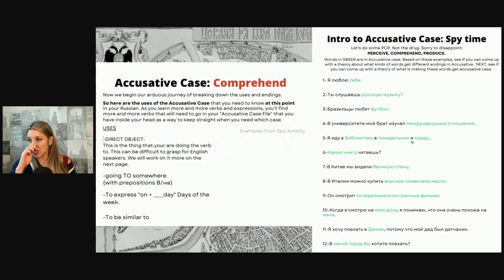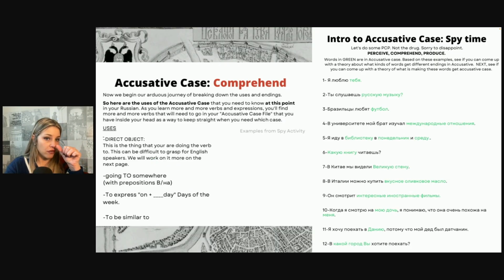Okay, so today we are going to be talking about what a direct object is. Yesterday we kind of perceived, and I know you were all waiting to find out if you correctly perceived what happens in accusative case. So your answer is, it is the direct object. You're doing something to it, and we're going to practice that today.